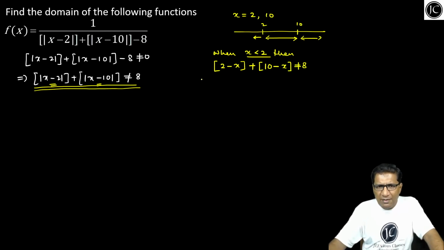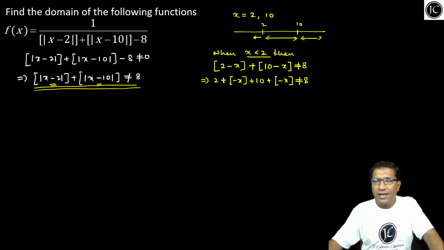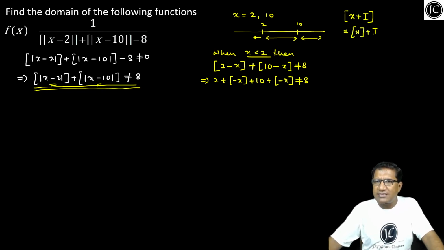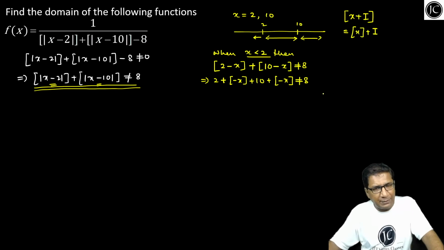Right? मतलब यहां पर क्या हो रहा है, 2 plus [-x] plus 10 plus [-x] is not equals to 8. क्यों ऐसा लिखा, because हम लोग का पास एक property है greatest integer function का कि greatest integer function [x plus i], i is an integer, इसको हम लोग लिख सकते हैं [x] plus i. That exactly what I have written here.